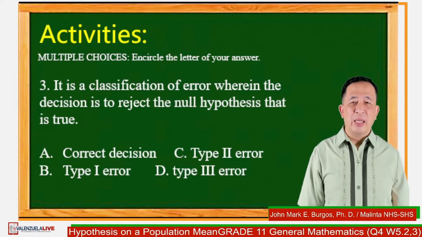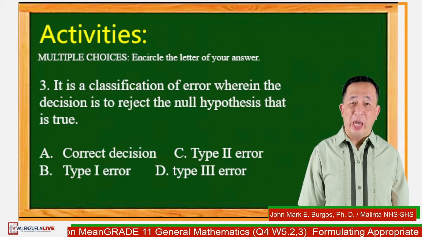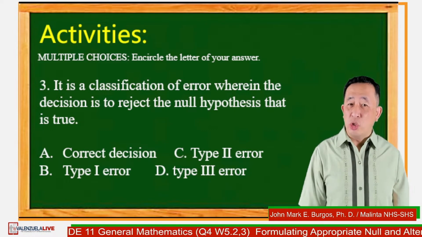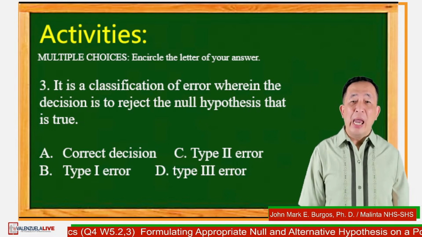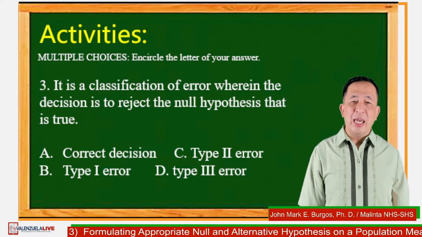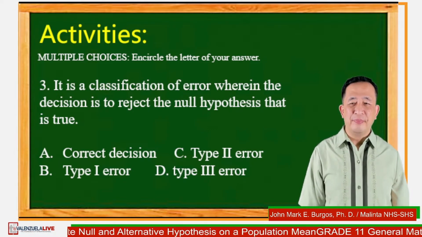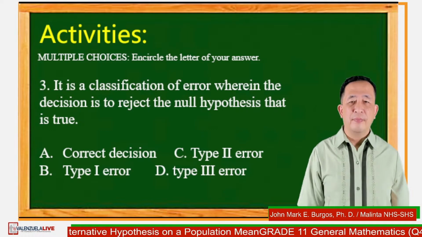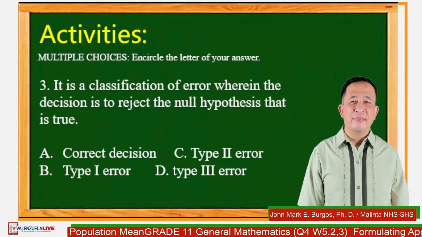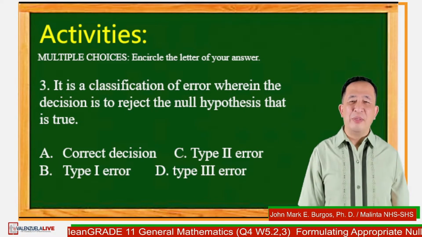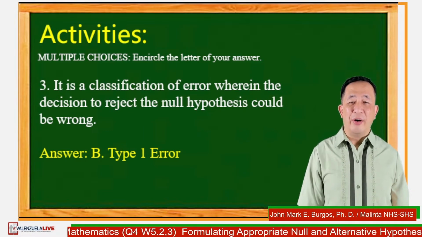Third question. It is a classification of error wherein the decision is to reject the null hypothesis that is true. Is it A, correct decision, B, type 1 error, C, type 2 error, or D, type 3 error? All right, time is up. The correct answer is B, type 1 error.